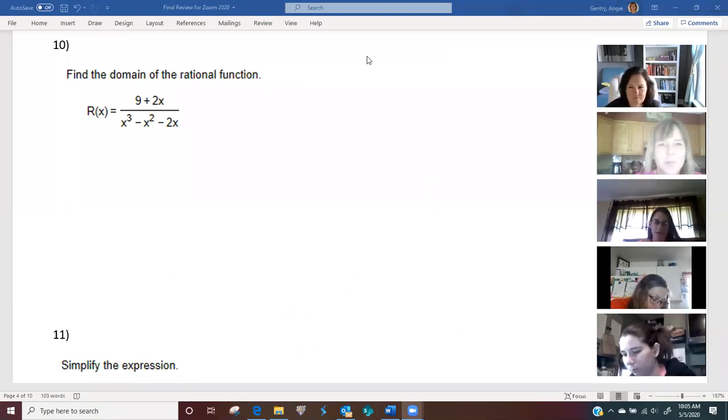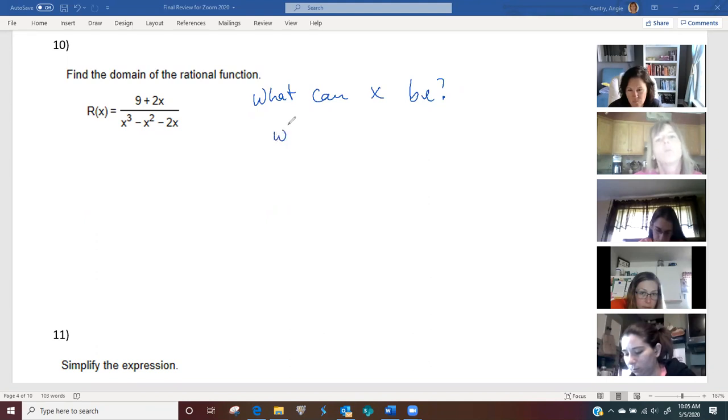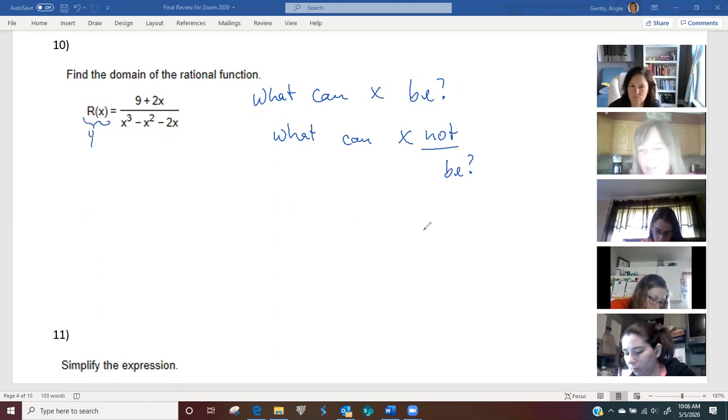Okay, resuming recording. What can x be? That's the domain. So then I tell people, what can x not be? And when you look at this, what do you know? This is a fraction. Even if you just go here in the denominator. Say that again, Amber? You can't have a 0 in the denominator. Perfect. So the numerator over the 0 is a big fat no. You cannot have a 0 in the denominator.